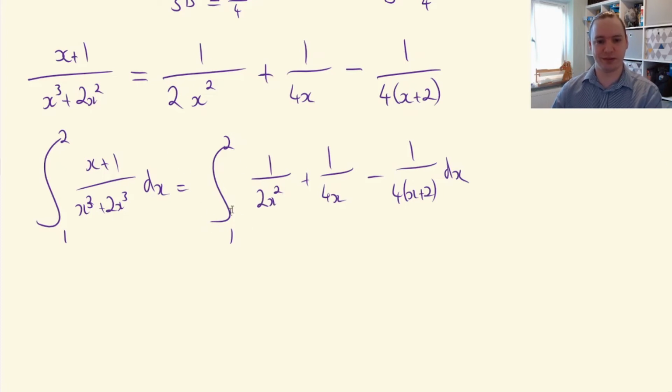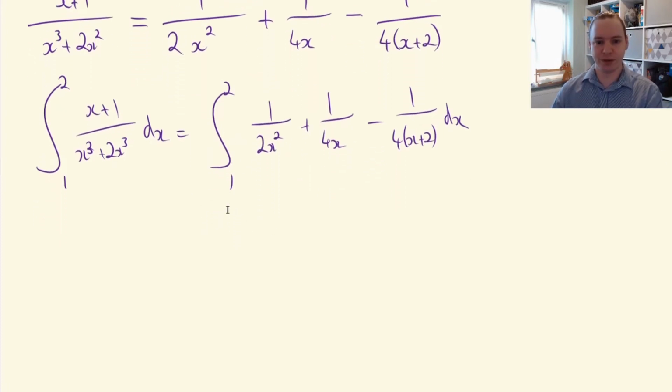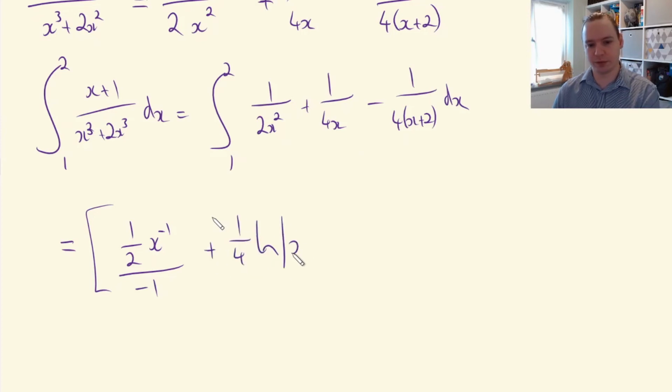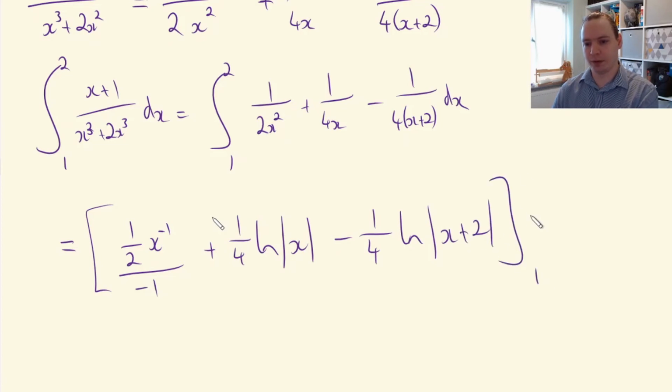It's easy to integrate because this is 1/2 of x to the minus 2. So this is going to give us, between 1 and 2, if I've got x to the minus 2, I'm integrating, so I'm going to raise the power, divide by the new power. So this is going to be half of x to the minus 1 divided by minus 1. We'll tidy that up in a minute. The second term is going to be 1/4 of the natural log of x. And the third term is going to be minus 1/4 of the natural log of x plus 2 between 1 and 2. No constant because it's a definite integral.